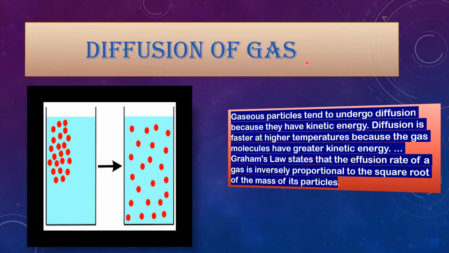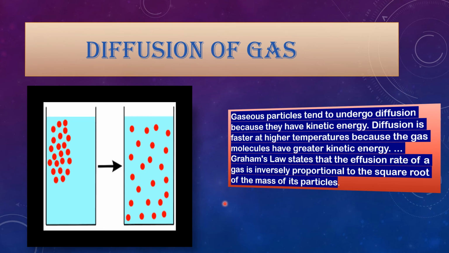Now, diffusion of gas. Gaseous particles tend to undergo diffusion because they have kinetic energy. Diffusion is faster at higher temperatures because the gas molecules have greater kinetic energy. Graham's law states that the effusion rate of a gas is inversely proportional to the square root of the mass of its particles. See the diagram of diffusion of gas molecules. This is before diffusion and that is after diffusion.